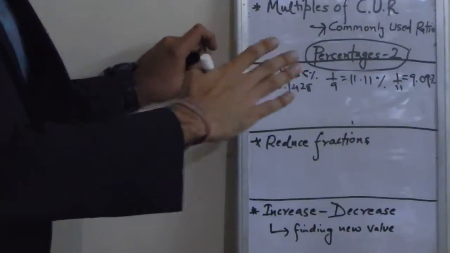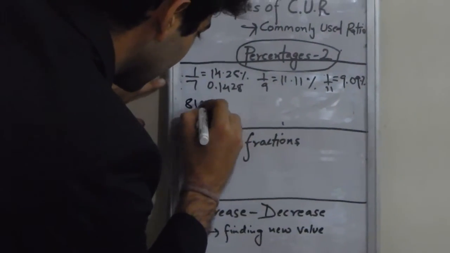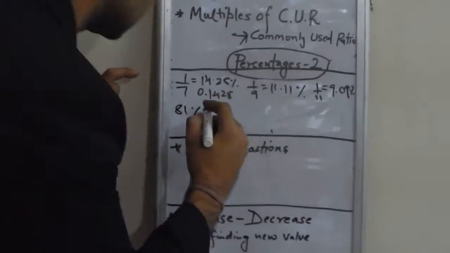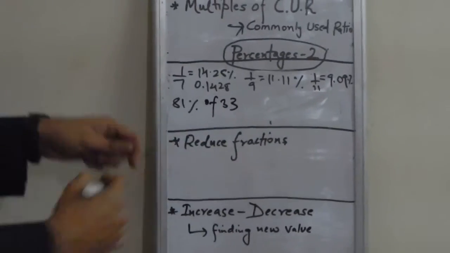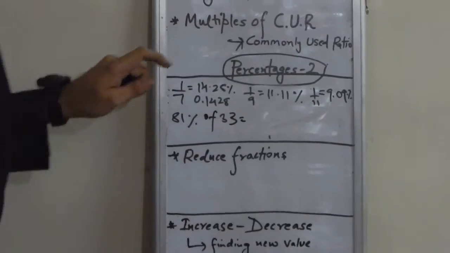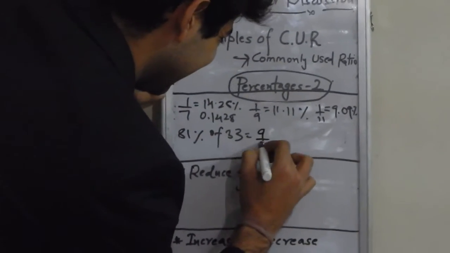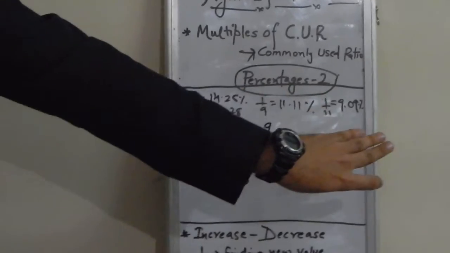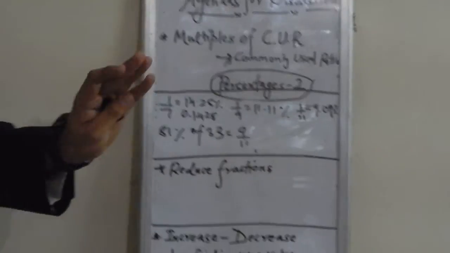of something, it may look like a very difficult task when you say it, but actually it's very simple. So if you keep these fractions in mind, and I ask you to calculate 81 percentage of maybe 33, just taking a simple example for you to understand. So 81 percentage can be written as 9 by 11. 1 by 11 is 9.09, and multiplying it by 9 will approximately give you 81 percentage.